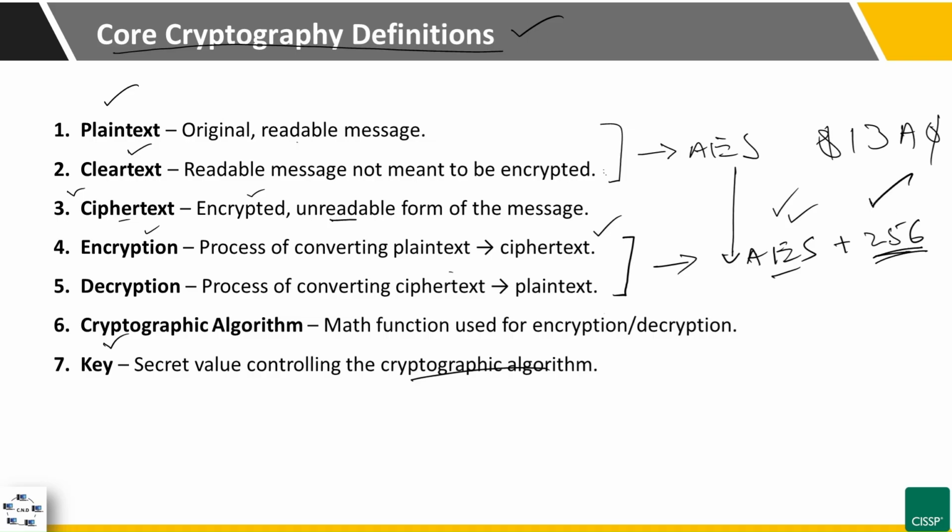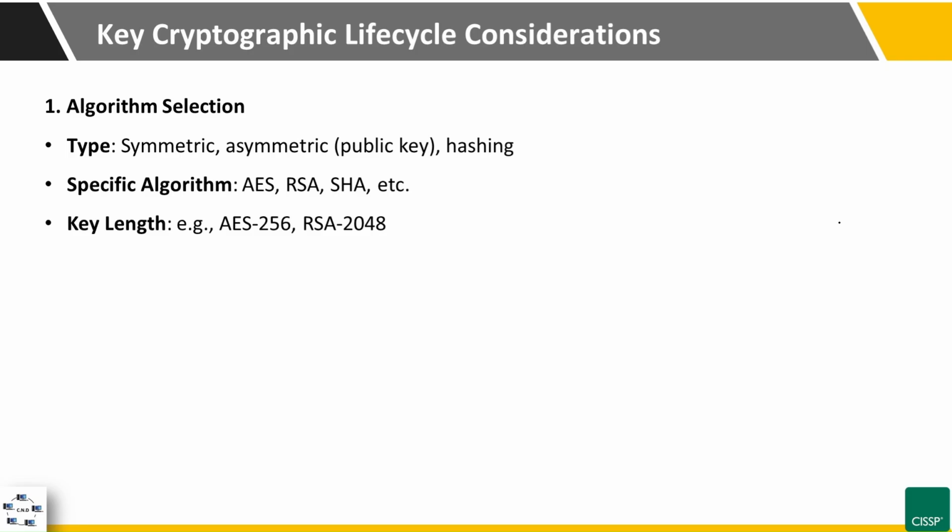We are talking about the symmetric key, or in public key cryptography, the private key. It should always be secure. If it is revealed, then all these encryption algorithms do not help, and your data can easily be decrypted using this key. Next are the key cryptographic life cycle considerations. So what are some considerations during the cryptography life cycle?